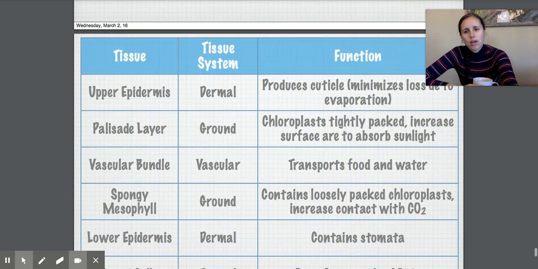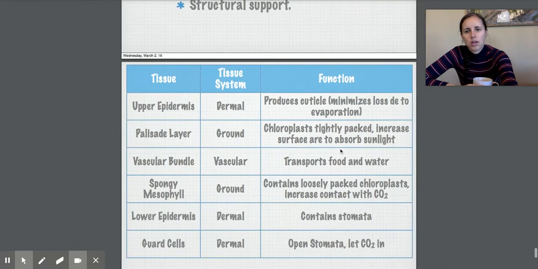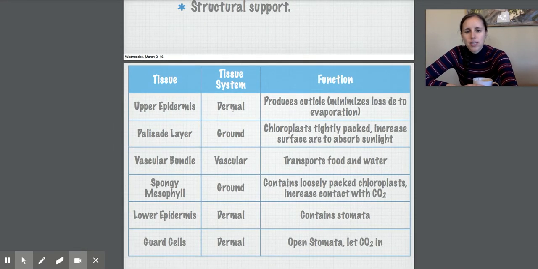So if we are going to take our tissue systems and summarize this, these are all different layers that you can see in the plant. And I'm going to show these on a diagram in a second. So let's take a look at our dermal tissue first. We have our upper epidermis, which is dermal tissue.